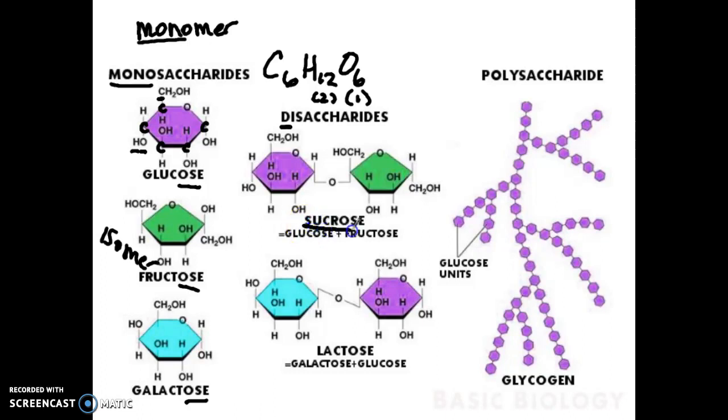This is your table sugar. If you are familiar with the scientific name of table sugar, it's just sucrose. Another example of a disaccharide is lactose. You find that in a lot of your milks and things like that, dairy. Some of you might be lactose intolerant. You know someone that is. We'll talk about what that means in a future class.